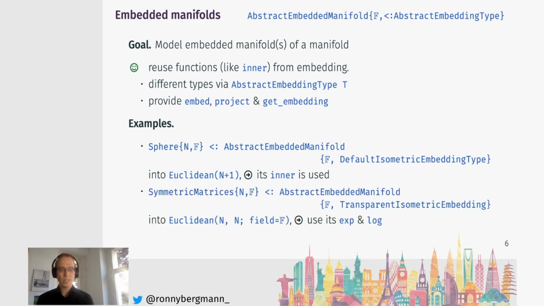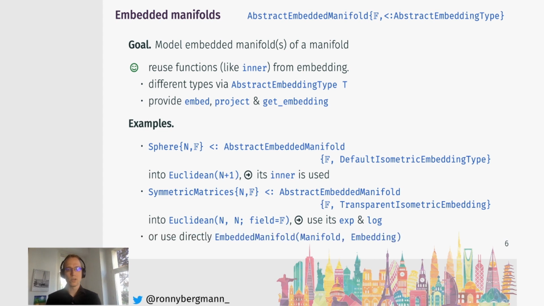Another example are the symmetric matrices that are also a manifold, embedded in the Euclidean space of n by n matrices, but they can even reuse exp and log. That's why the transparent isometric embedding even goes a step further. We just have one implementation on the Euclidean space for exp and log and don't have to re-implement that. Or you can just say this manifold is embedded in this embedding and provide embed, project, and get embedding to switch between the representations of the points on the manifold compared to the embedding.